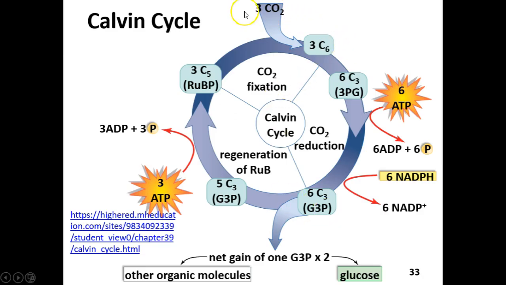Here's another picture. So this is showing 3 carbon dioxides coming in. So we now have 3 6-carbon unstable intermediates that are going to break down into 6 3-carbon phosphoglycerate molecules, which then are going to be reduced to 6 3-carbon glyceraldehyde 3-phosphates, but we only get to gain 1 of those glyceraldehyde 3-phosphates. The other 5 are going to be used to regenerate RuBP. And I have another video from that same website showing the Calvin cycle.